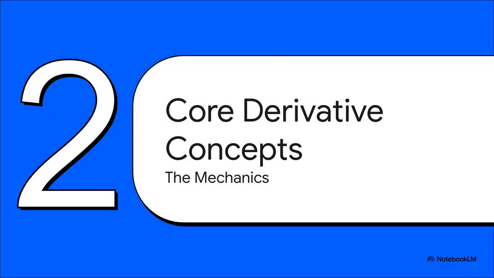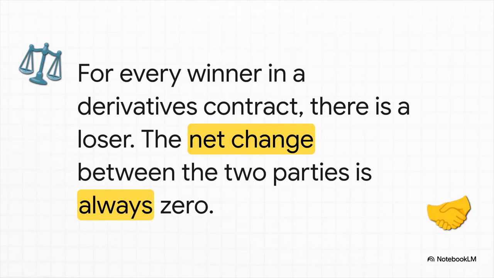All right, we've got the definition down. Now, let's pop the hood and see how this engine actually runs. We're getting into the core concepts now, the mechanics that make derivatives work, and we're starting with a really fundamental idea. You know, this is such a fascinating concept. In a derivatives contract, for every single winner, there has to be a loser. Think about it. If you buy a gold futures contract because you think the price is going to shoot up, and I'm the one who sells it to you because I think it's going to fall, well, if that price goes up by 100 rupees, you've made exactly 100 rupees. And guess what? I've lost exactly 100 rupees. The net change between the two of us, zero. It's a direct transfer of money based on which way the price moves.